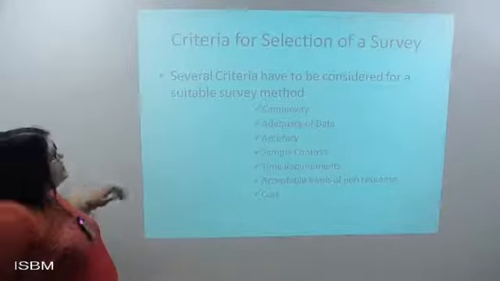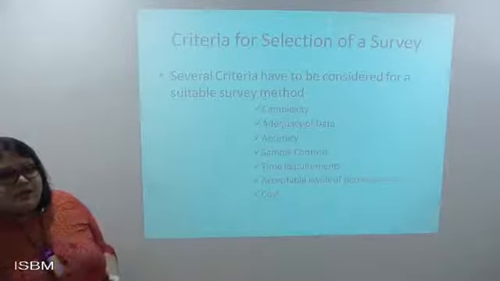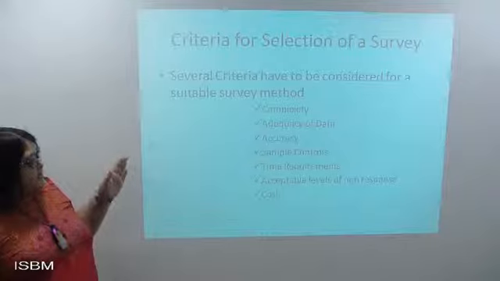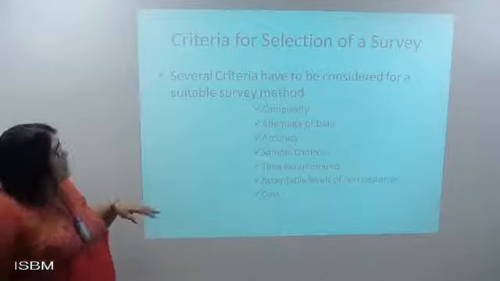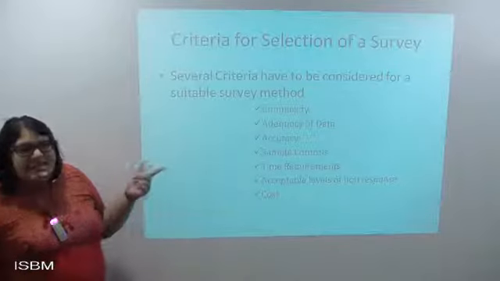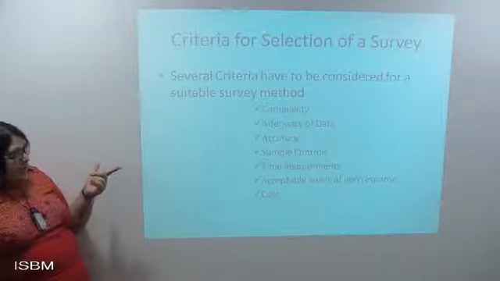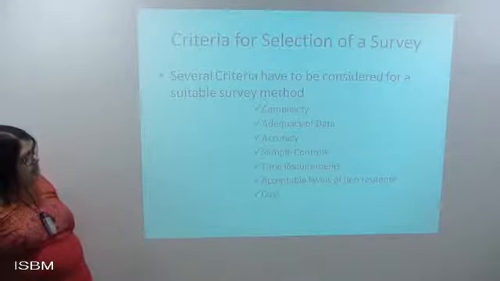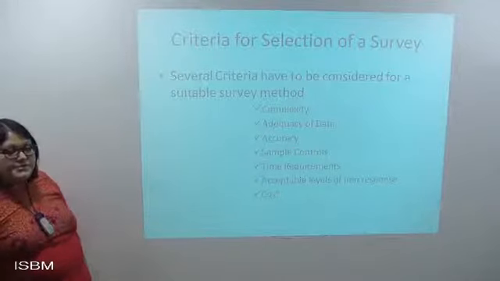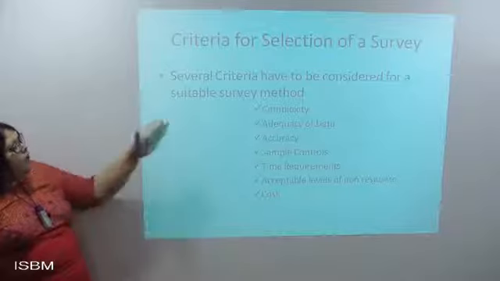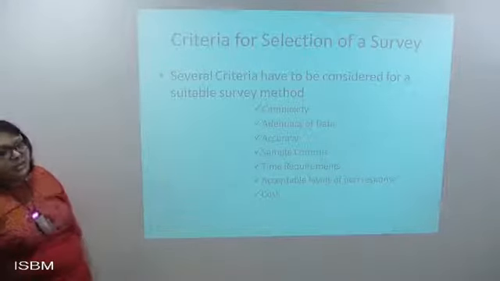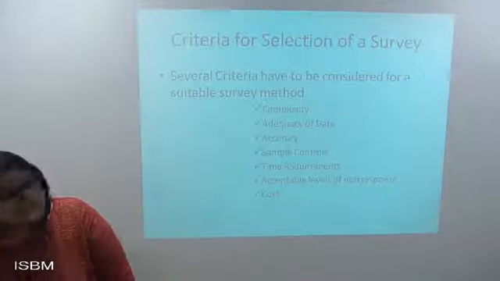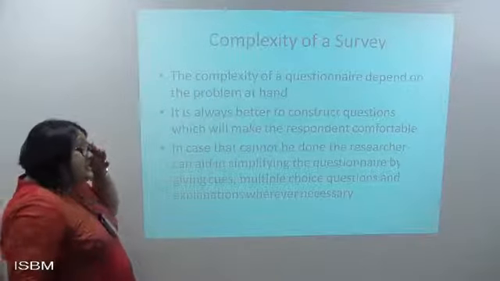Now, what are the criteria for selection of a survey? Several criteria have to be considered for a suitable survey method. The first is the complexity. The second is the adequacy of data. The third is the accuracy of data. Then you have sample controls, time requirements, acceptable levels of non-response, and cost. All of these will be considered for a particular survey method, which shall be dealt with in detail in the coming slides. The first is the complexity of a survey.